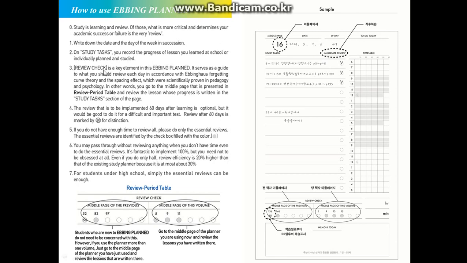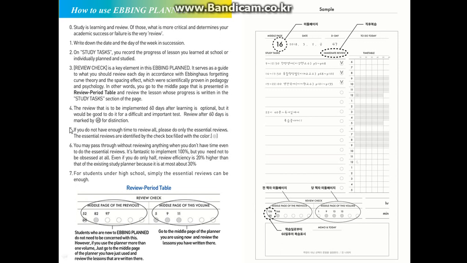Number 3, review check, that is the review period table, is a key element in this EBBING Plan. It serves as a guide to what you should review each day in accordance with Ebbinghaus forgetting curve theory and the spacing effect, which were scientifically proven in pedagogy and psychology. In other words, you go to the middle page that is presented in the review period table and review the lesson whose progress is written in the study task section of the page. So you don't have to do a lesson plan. This table will lead you to the most effective and efficient review.